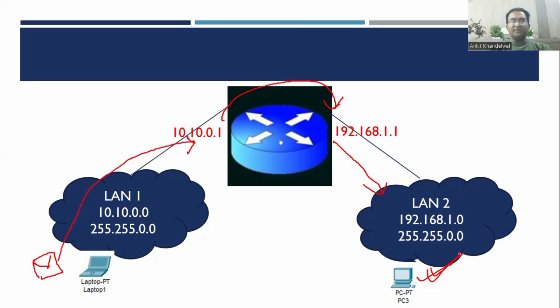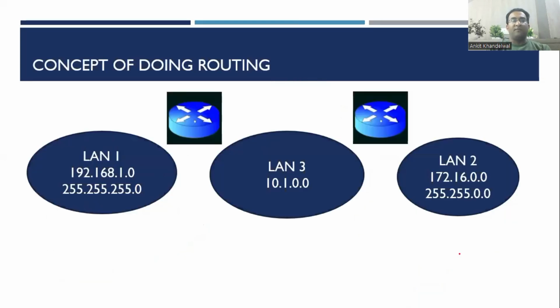Now let us see the concept of how to do the routing. The same network architecture we are going to take in the Cisco Packet Tracer for the practical learning of routing. So in this particular slide, we have taken two local area networks, that is LAN 1 and LAN 2. One of the nodes is in this local area network and another node in this local area network. We are going to send the data from this LAN 1 to LAN 2.